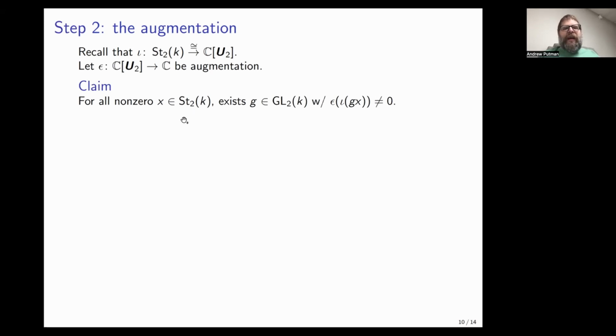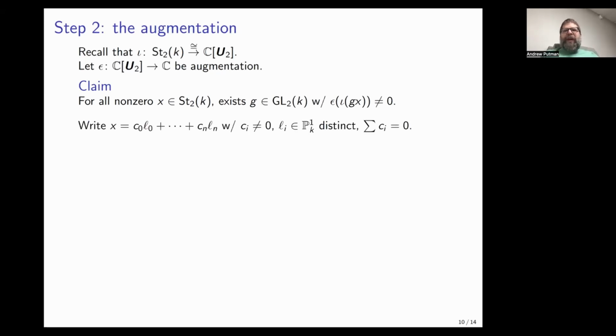If you have any non-zero vector inside the Steinberg representation, then, well, it might go to the kernel of the augmentation map, but if I hit it with an appropriate element of GL2K, then it goes to something that's not inside the augmentation ideal. So if this claim were not true, then we would be in trouble. The pullback of the augmentation ideal would be a subrepresentation. So the theorem would not be true. So we have to prove this somehow. How do you do this?